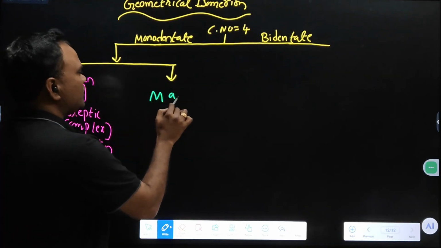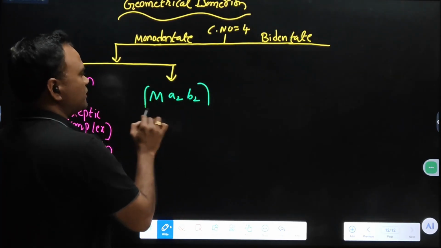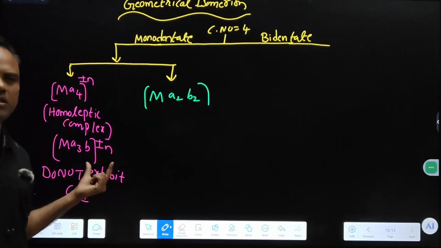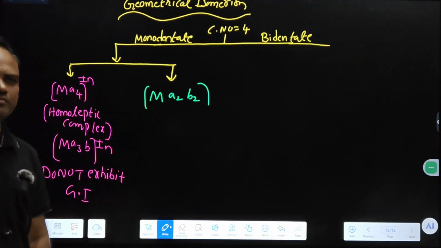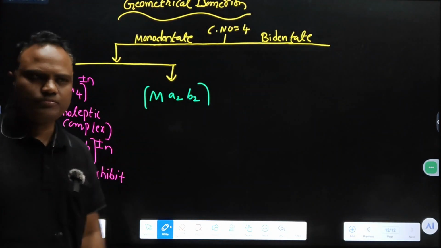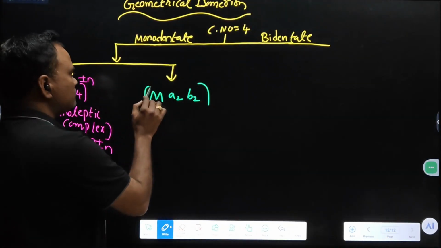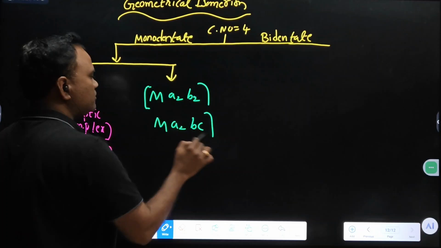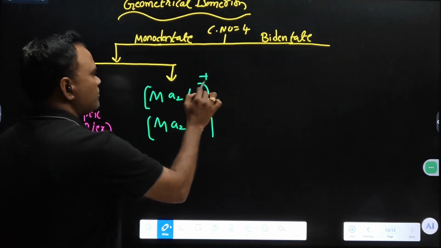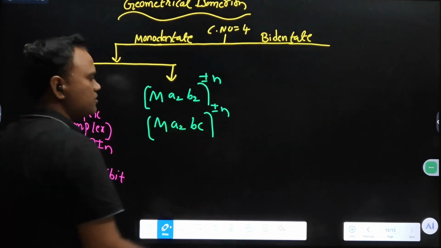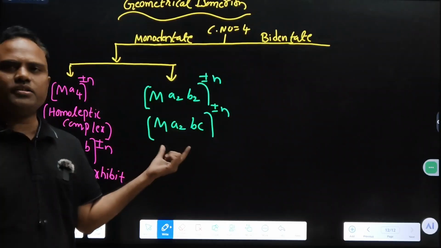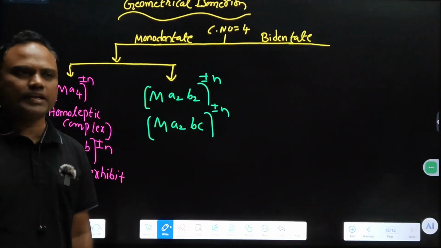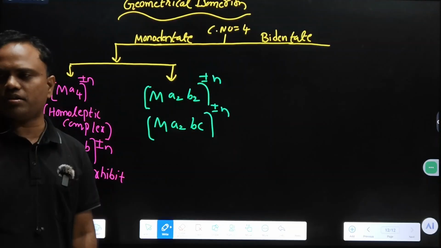MA2B2, this is heteroleptic, right? Heteroleptic with this category only, A3B category only. A2B2 will show. MA2BC will show, plus or minus n, charge is plus or minus n. Having idea about these formulas is very important. That idea helps you to answer directly.